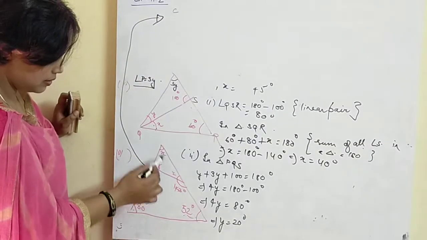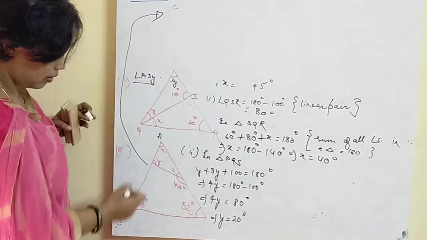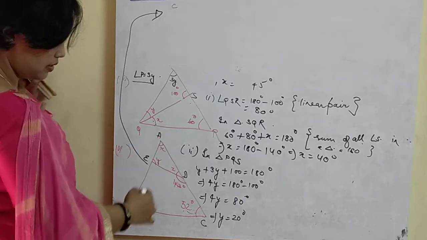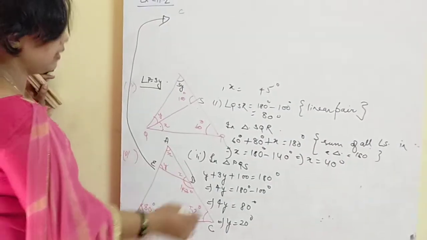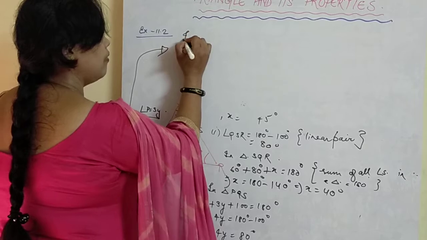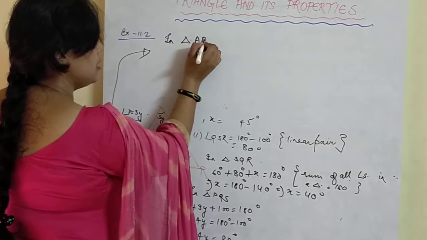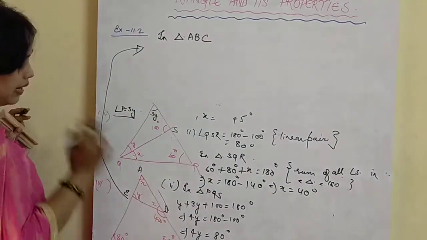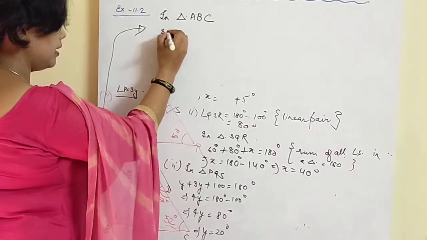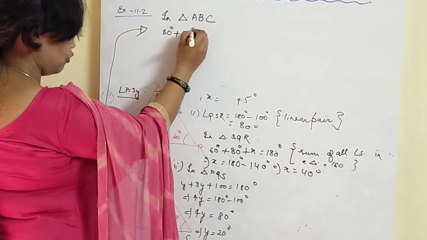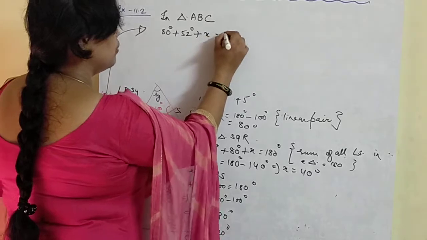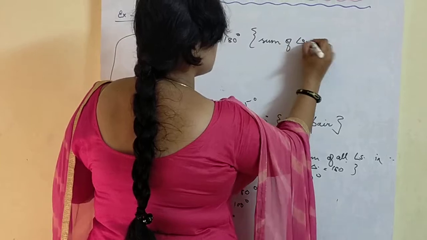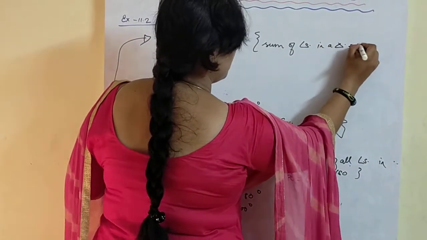So first name it A, B, C, D, E. First let us take the bigger triangle, triangle ABC. In triangle ABC, 80 degrees plus 52 degrees plus x is equal to 180 degrees. Sum of angles in a triangle is equal to 180 degrees.